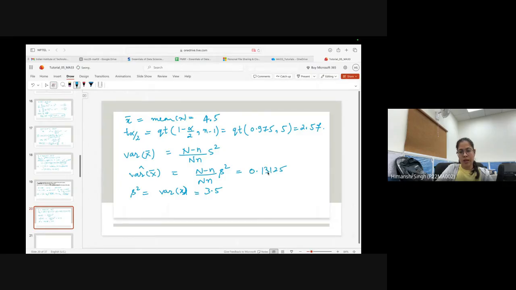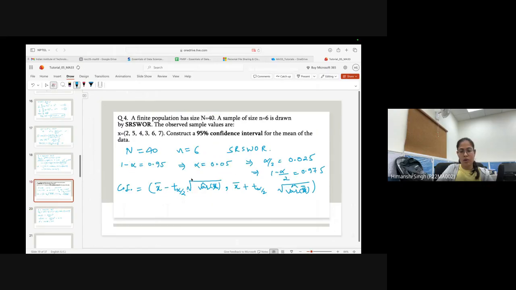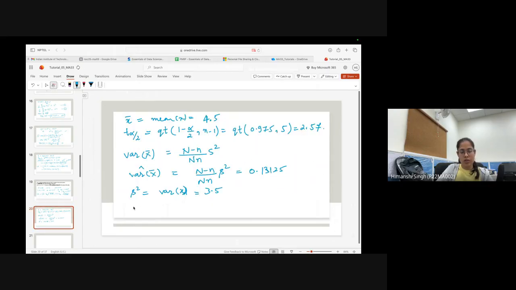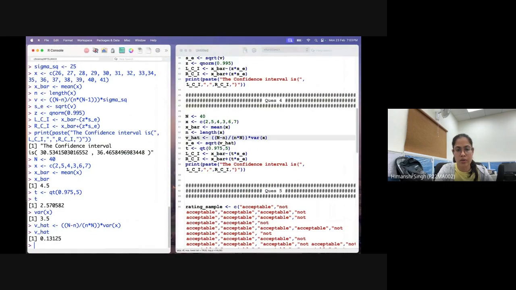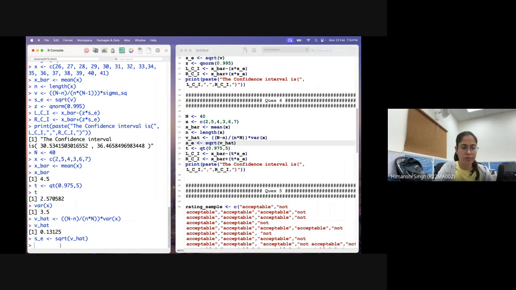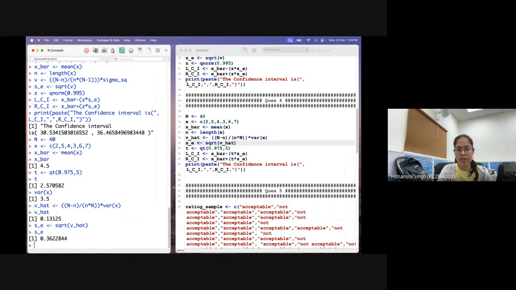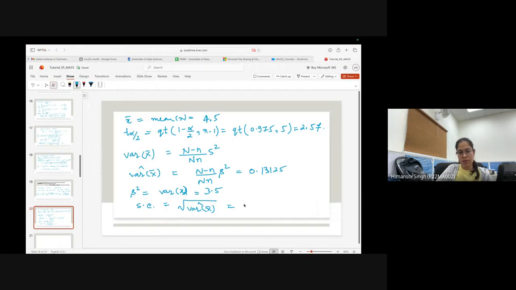Okay, but here I want the square root of it. So the standard error, I can say, is the square root of the variance of x bar hat. So this will be the SQRT of this quantity. Here I have calculated using R the SQRT of V hat, and that is 0.3622.